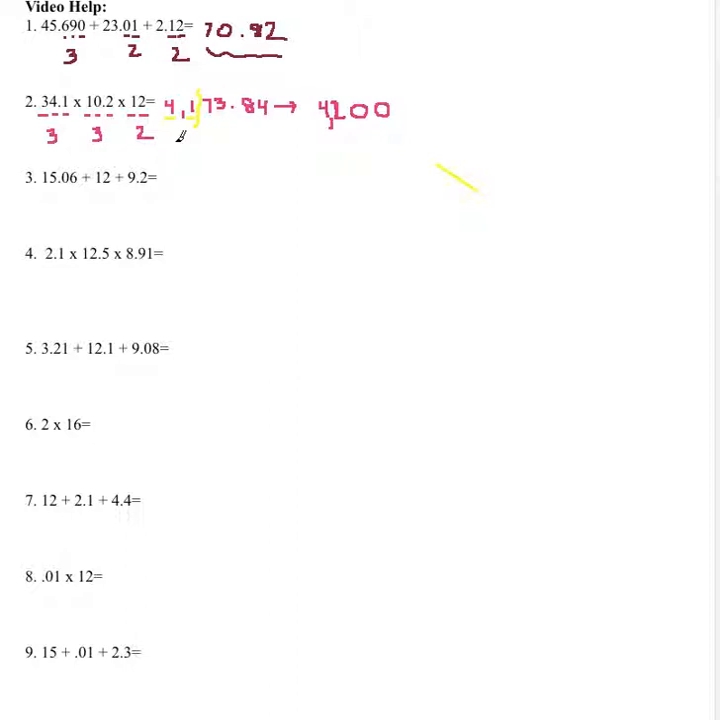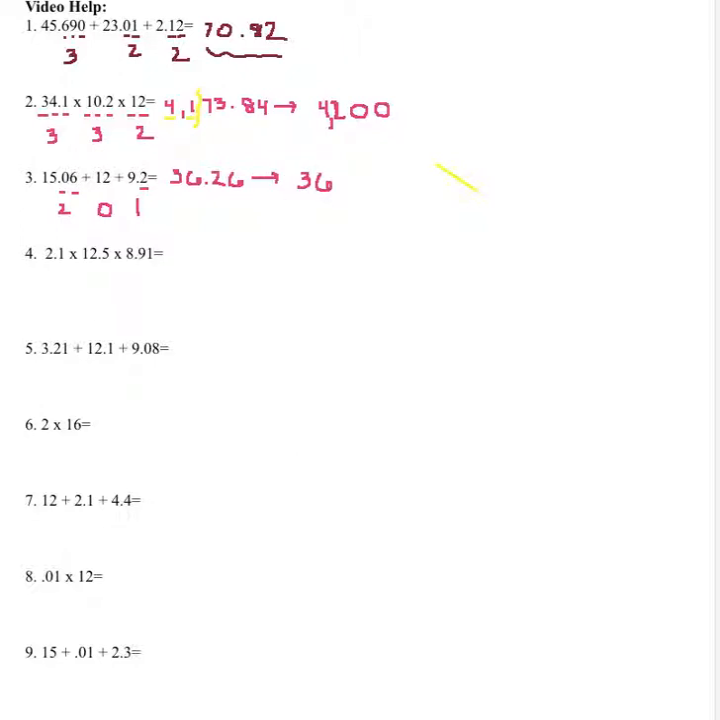Okay? For the next one, 15.06, now I'm adding, so again, you guys need to be careful. You need to make sure you're basing it off of decimal places. So 15.06 has 2 decimal places, 1, 2. 12 has none, no decimal places, and 9.2 has 1. And so as a result, my final answer, which is 36.26, shouldn't have any decimal places. And so I'm going to round this, and it therefore becomes just 36.